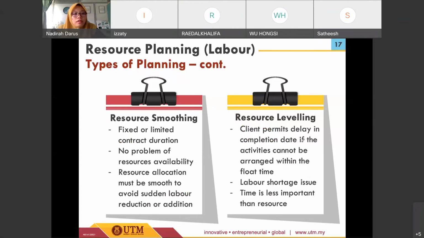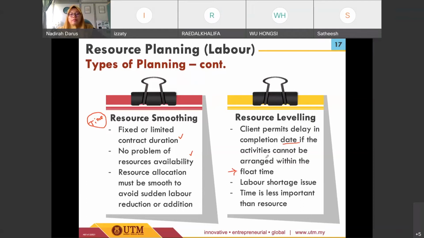The other thing regarding these two main components: resource smoothing is basically for a fixed or limited contract duration. So there will be no issues of resource availability, since the main item that we need to consider is time instead of resource. So, time limitation, and then resource allocation must be smooth to avoid sudden labor reduction or addition. That's why we need to do resource smoothing. And for resource leveling, the client permits delay in completion dates if the activities cannot be arranged within the float time.